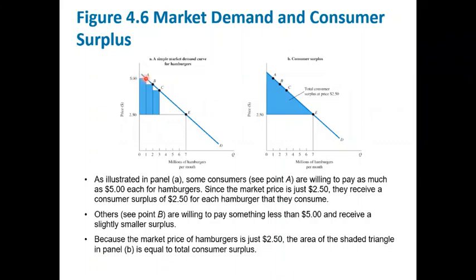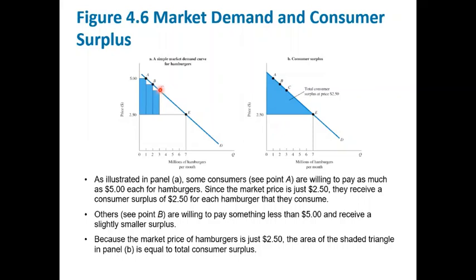George Foreman values his burgers at $5. See that right here? $5. Only had to pay $2.50. Party! Next person comes down the road. They're right here. They value their burgers at $4.50. Not as much as George. Ain't nobody value their burgers more than George. They value their burgers at $4.50, but they only had to pay $2.50. Party! Smaller party, but still a party.